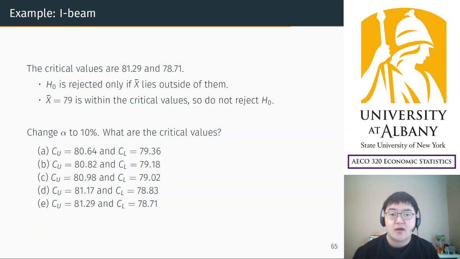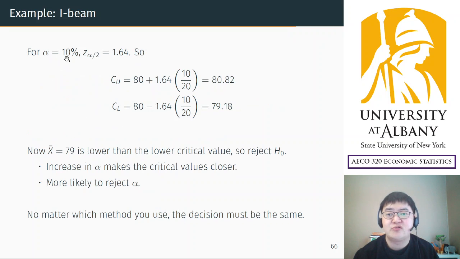Hello again. At the end of the last video, I gave you this question. This will illustrate what would happen if you change alpha. When you change alpha to 10%, the z-value becomes 1.64. Then, using the same formula, just change this number. All the other numbers are the same. Change these numbers, then you get this.